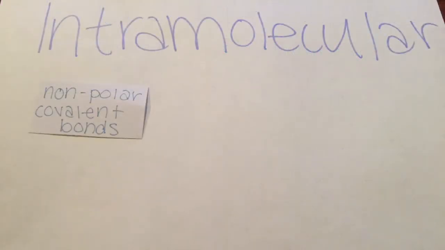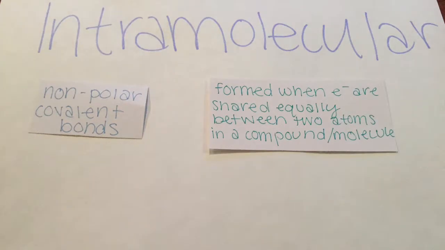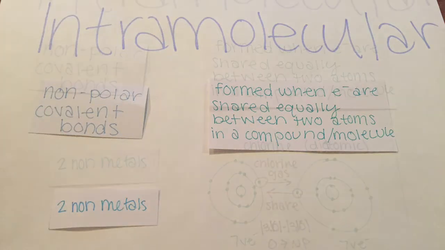Next we're going to be talking about nonpolar covalent bonds, and these bonds are formed when the electrons are shared equally between 2 atoms in a compound or molecule, and these are also formed between 2 nonmetals.